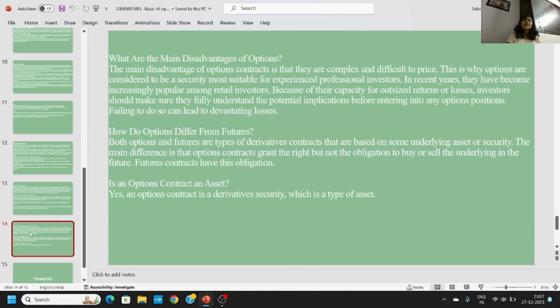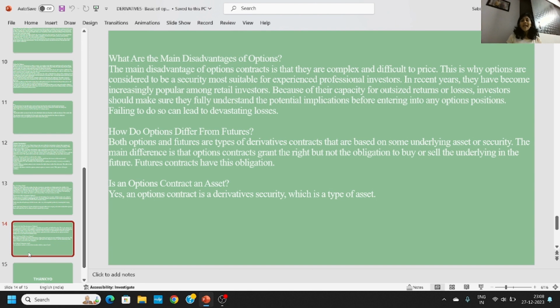So, what are the main disadvantages of options? The main disadvantage of option contracts is they are complex and difficult to price. This is why options are considered to be securities most suitable for experienced professional investors. But in recent years they have become incredibly popular among retail investors. They don't know much about the stock market, and before investing they start option trading. Because of the capacity for magnified returns or losses, investors should make sure they fully understand the potential implications before entering into any option position.